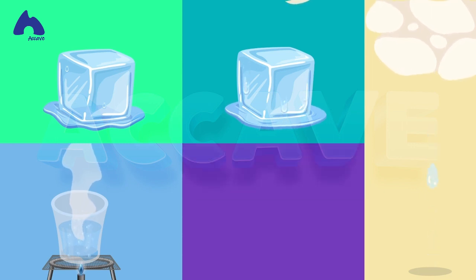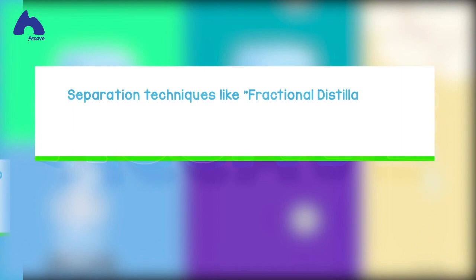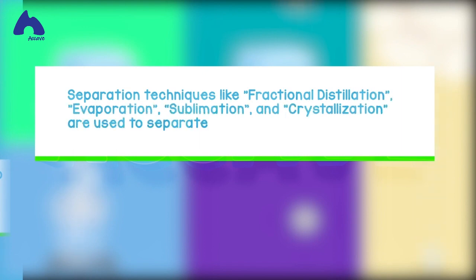Another physical change is when a metal like iron becomes magnetic through a process called magnetization, and when an iron loses its magnetic ability by demagnetization. Also, when mixtures are separated using separation techniques. We will discuss separation techniques in another lesson. So, separation techniques like fractional distillation, evaporation, sublimation, and crystallization, or the separations that result from these techniques, are all physical changes.